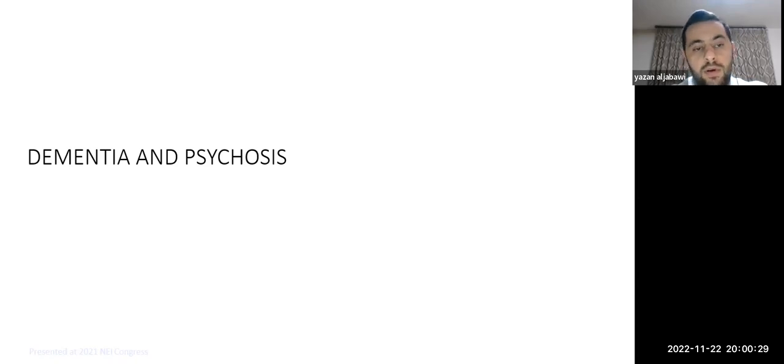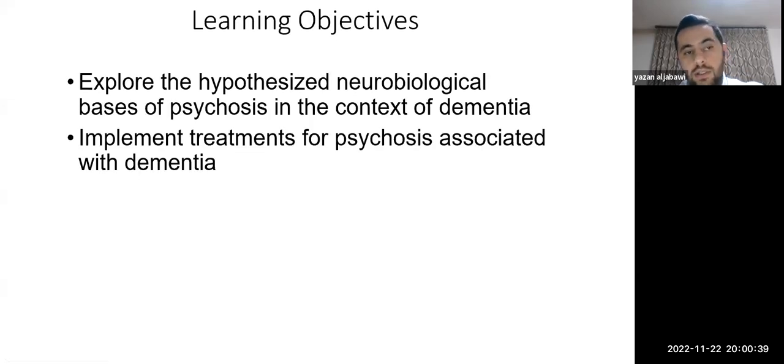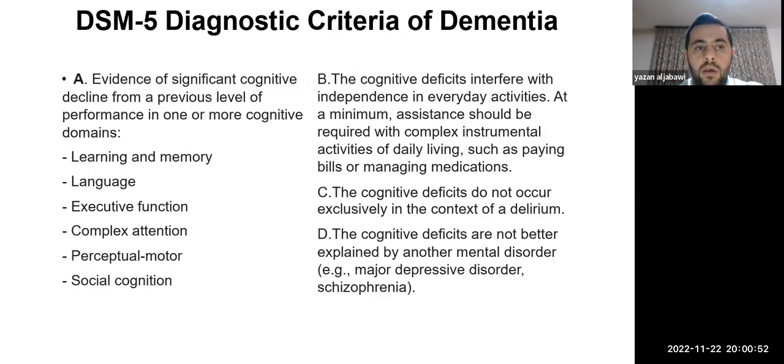Today our topic is about dementia and psychosis. The learning objectives of this lecture are to explore the hypothesized neurobiological basis of psychosis in the context of dementia, and also to implement treatments for psychosis associated with dementia.